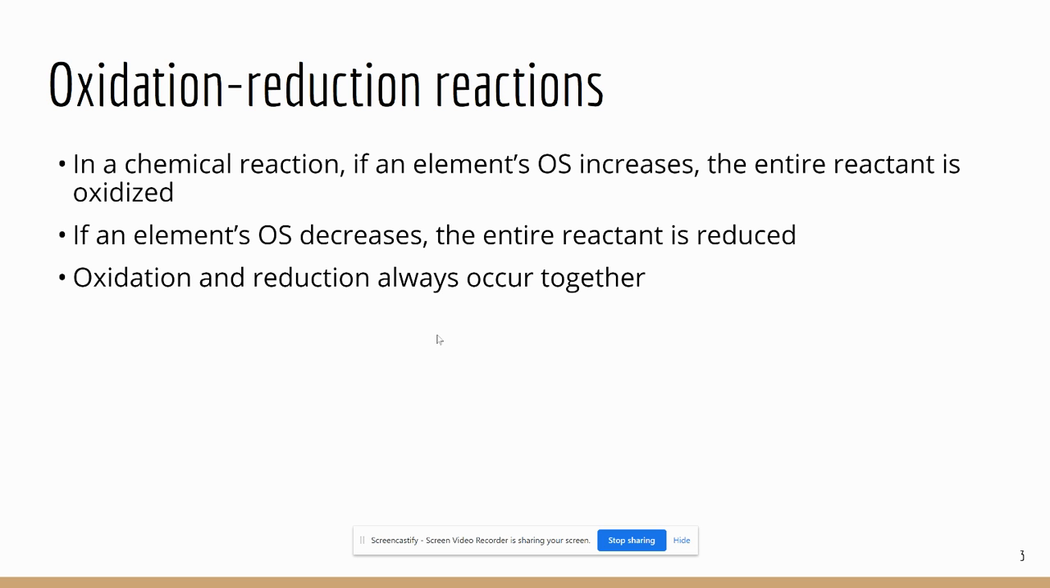In oxidation reduction, we need to have something that oxidizes, and we need to have something that's reduced. Otherwise, if we didn't have them paired together, we would have electrons being produced from nowhere or being taken away from nowhere. That would violate the law of conservation of mass.